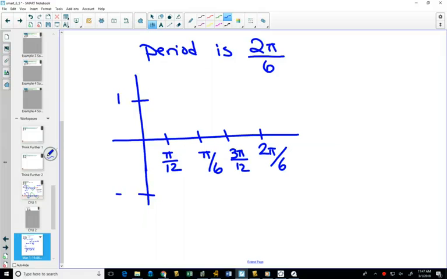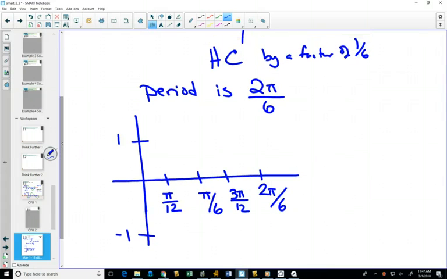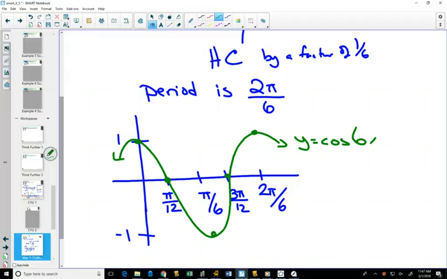this graph has an amplitude of 1, so it'll still have a maximum of 1 and a minimum of -1. And your cos graph starts at a maximum. Then you go through each of your 4 sections, switching between centerline, maximum, minimum, centerline, and maximum again. And this is your graph of y equals cos 6x.